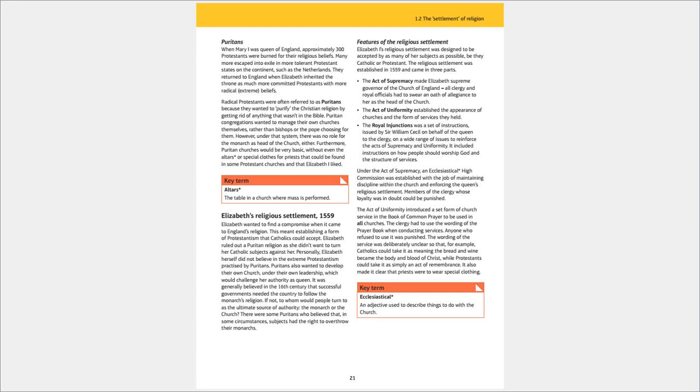So in a moment you're going to read this page and the following page that's in your notes booklet, and you're going to think about the key features of the settlement. What was Elizabeth doing to try and balance out things that Catholics would be happy with or unhappy with, and things that Puritans would be happy with or unhappy with? So this is the time to pause, read that information, and think about the features of the settlement.